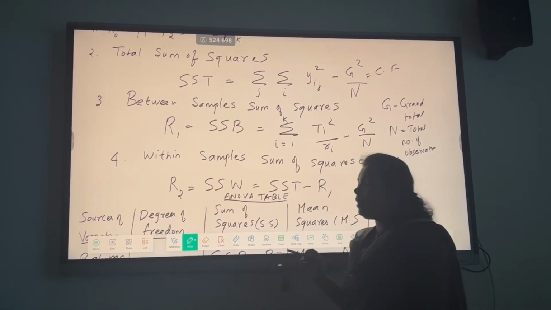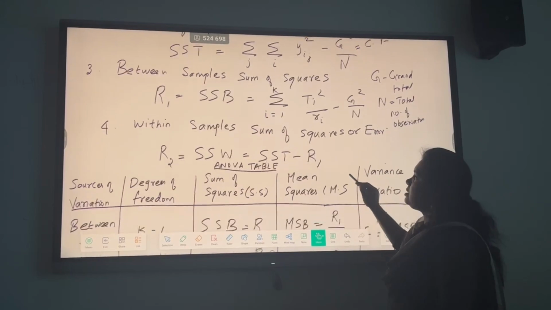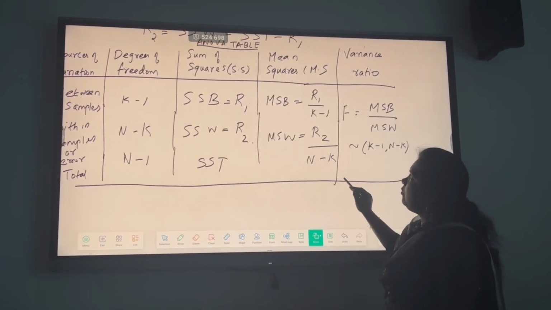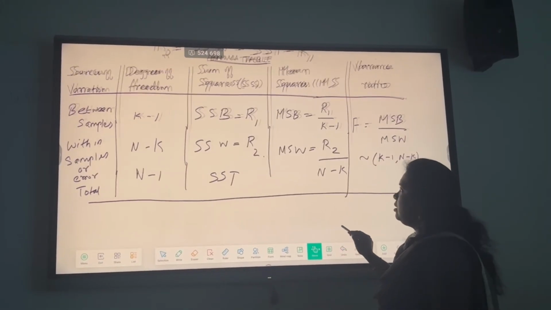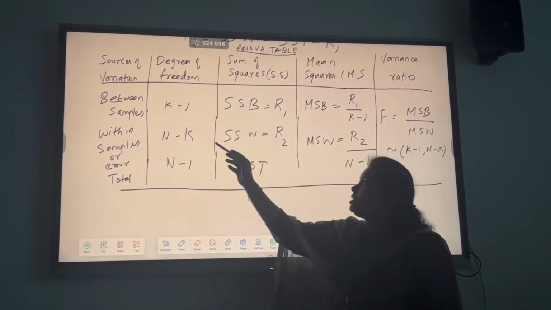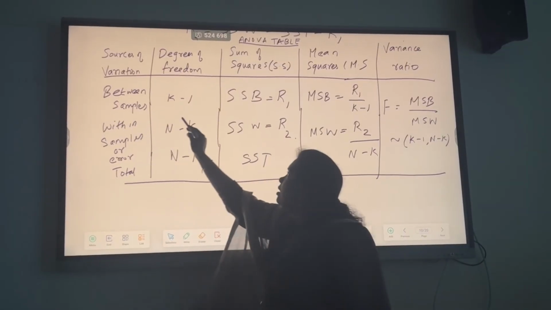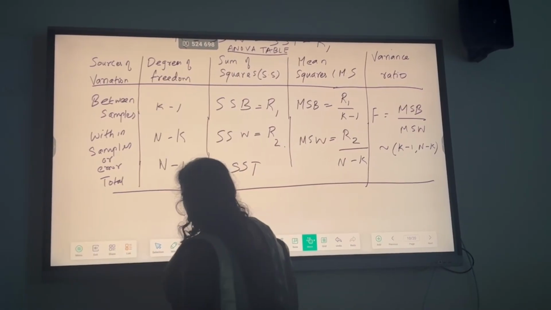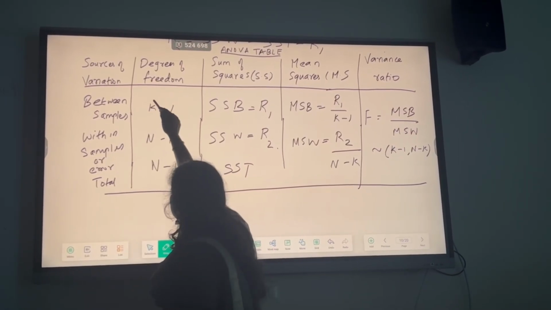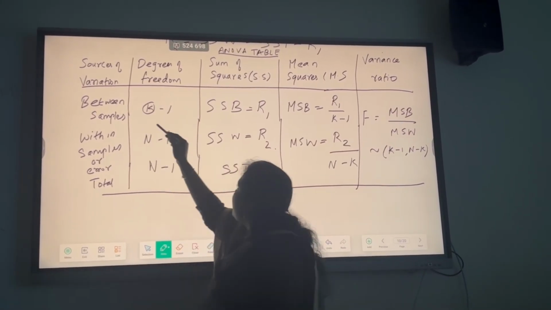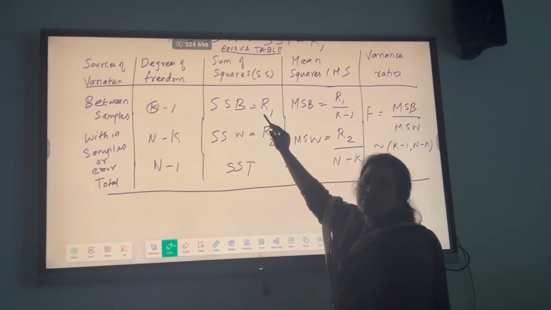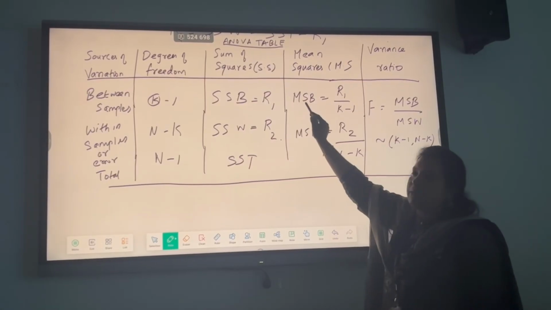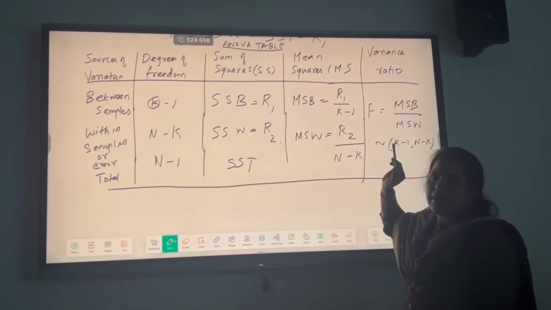So what is the ANOVA table? This is the ANOVA table. Now we are going to do it one by one. First is the sources of variation. Between samples, we will have k minus 1 degrees of freedom, where k is the number of terms given in the question. SSB is the sum of squares, equal to R1. The mean sum of squares, denoted by MSB, is R1 by k minus 1.